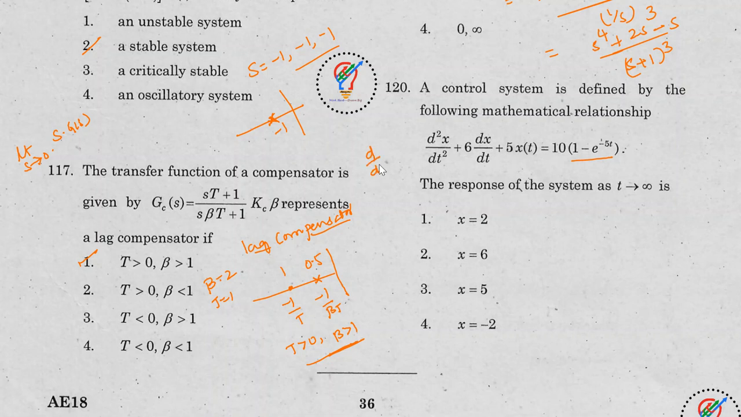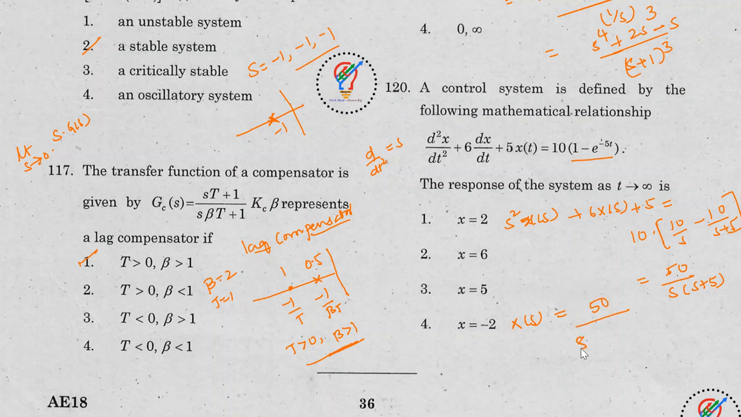So we know that d by dt square can be written as s square. So I'll write the equation as s square into X of s, okay, plus 6 into X of s plus 5, okay, so 5 is equal to, so convert into Laplace transformation here, so 10 into 1 minus, we'll get it as 10 by s minus 10 by (s plus 5), like this. Okay, once we simplify this, we'll get the answer as 50 divided by s into (s plus 5). Now what is X of s? X of s will be equal to, okay, 50 divided by s into (s plus 5) into (s square plus 6s plus 5). So this will be the transfer function.